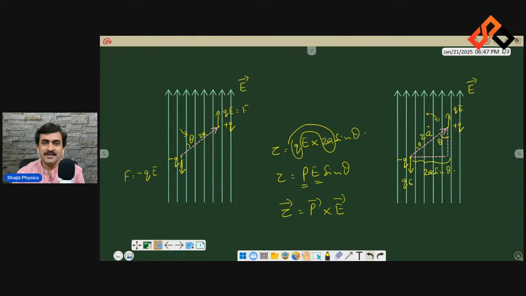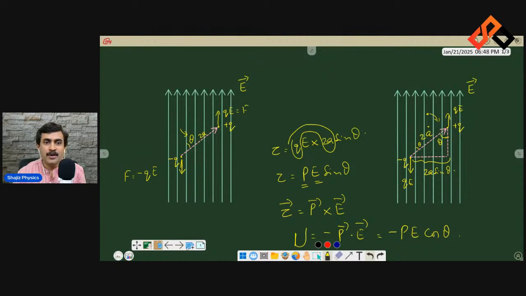And the potential energy here is given by: potential energy U is given by minus p dot E, or without vector notation, you can write it as minus pE cos theta. That is the equation to find the electrostatic potential energy when you are rotating the dipole in the electric field. Okay, so this is the situation about an electric field.